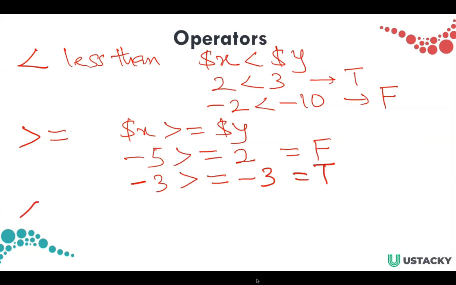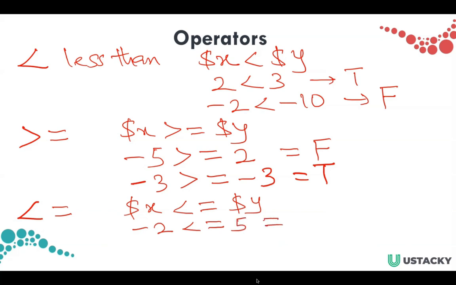Another operator is less or equals to. You can also have $x is less or equals to $y. An example, minus 2 is less or equals to 5. This is going to return true. But when you have 10 is less or equals to something like 2, in this case, this is false. Because 10 is not less than 2, and 10 is not equals to 2.